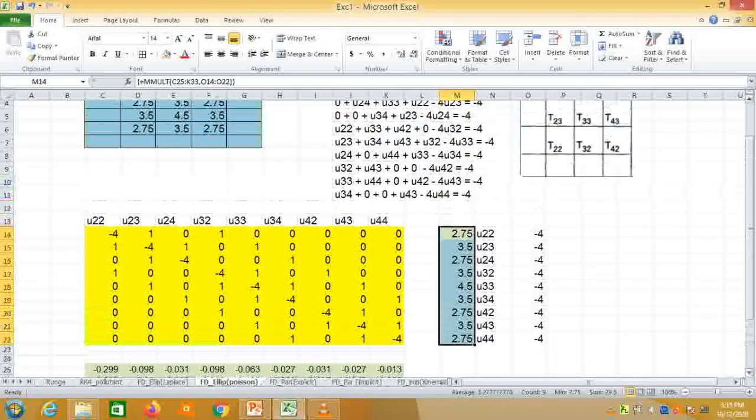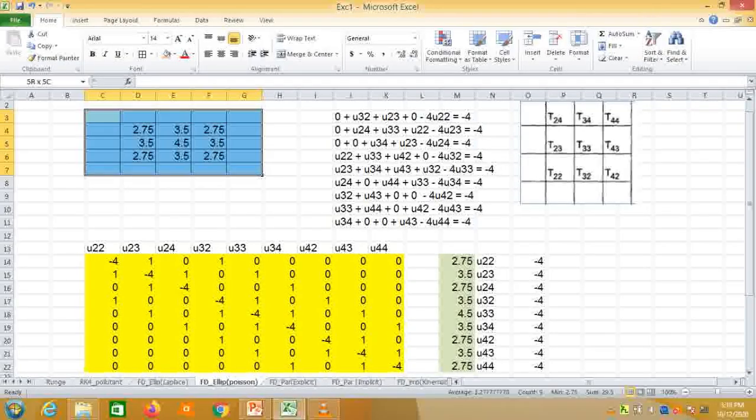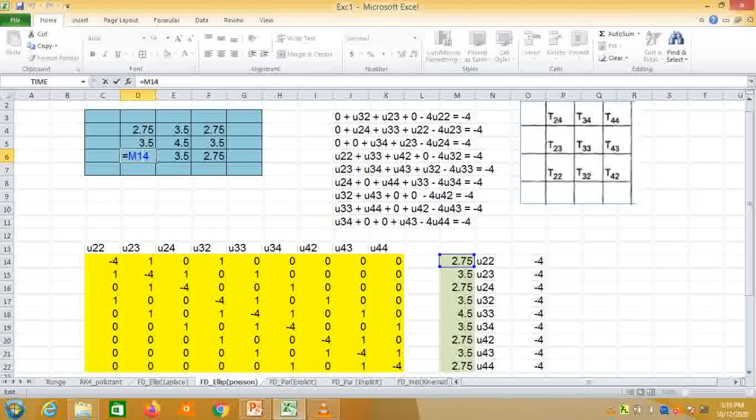So you can see here, corresponding to U22, it's 2.75. Corresponding to U23, it's 3.5. Corresponding to U24, it's going to be 2.75. Corresponding to U32, 3.5, and it just goes on. So we have just found the values at each one of those nodes for the Poisson case.